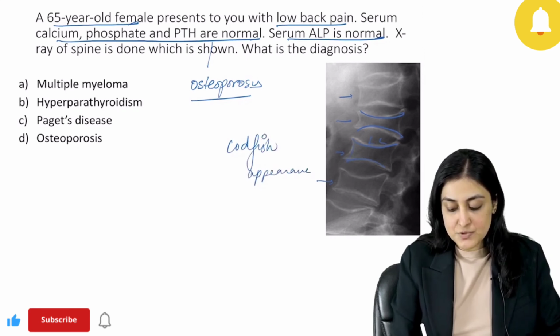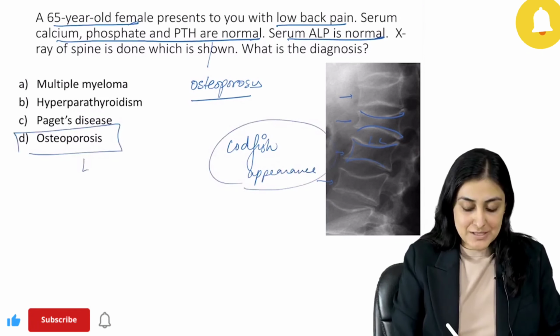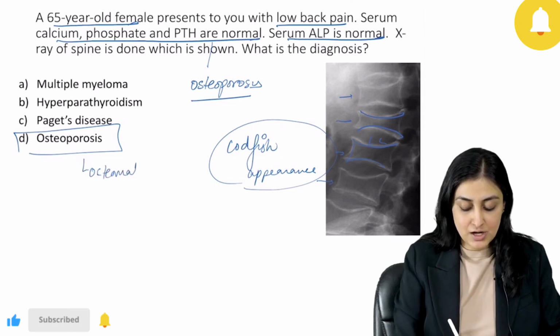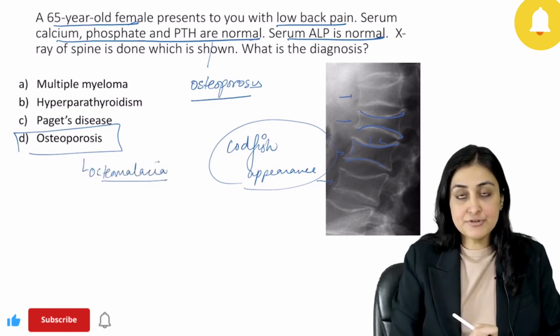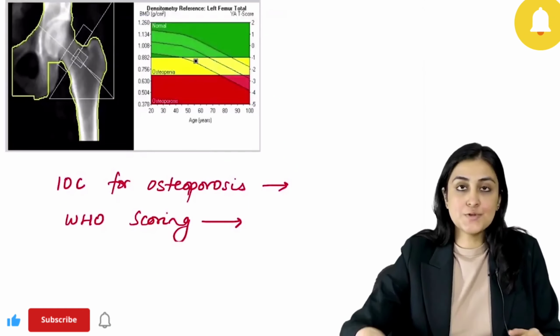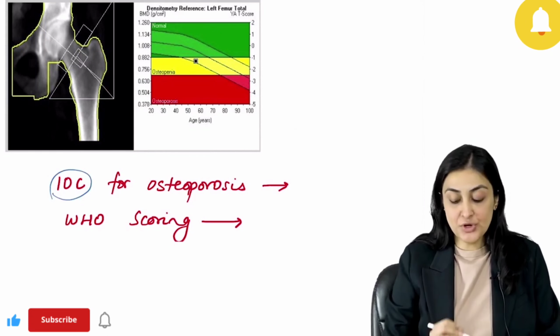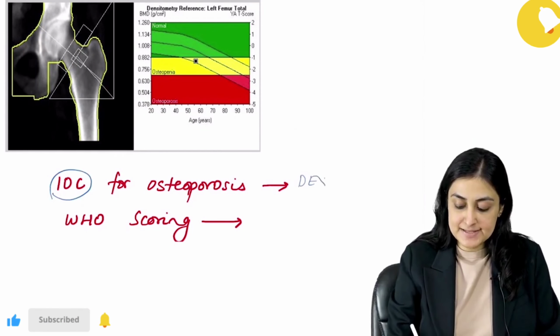The codfish appearance, which is associated with osteoporosis, can also be seen with osteomalacia, which is a vitamin D deficiency in adults, but more commonly osteoporosis. So now when we talk about osteoporosis, remember the investigation of choice for osteoporosis is going to be DEXA scan.